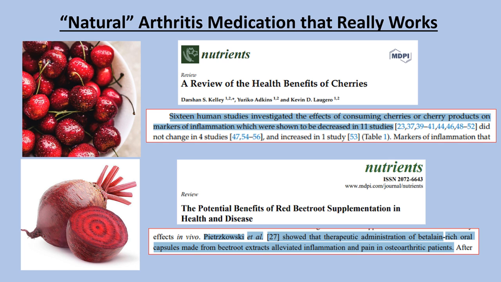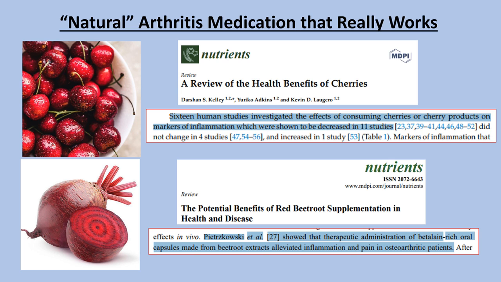So, the 2 foods that have been shown to also specifically reduce arthritis and inflammation are cherries and beetroot. I know, cherries and beetroot. Cherries contain an array of polyphenols that decrease inflammation and oxidative stress. A recent review article put together some research that showed that cherries actually have a huge benefit in health.